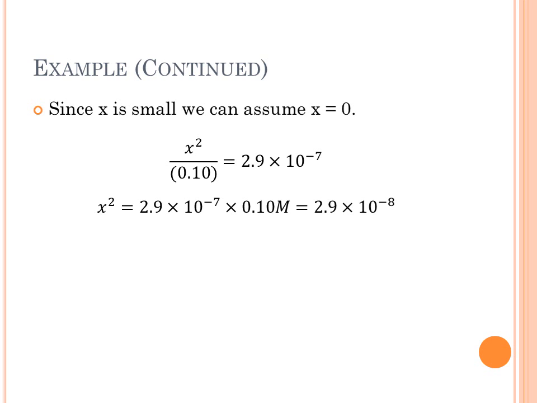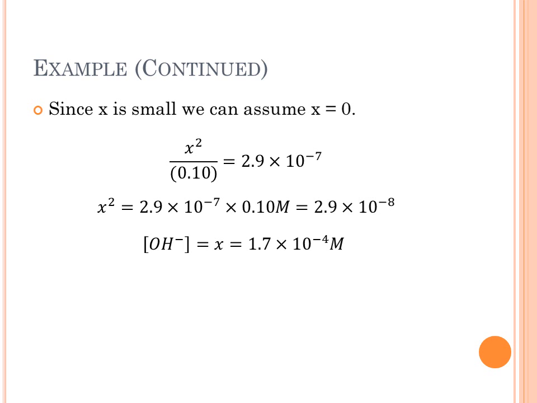X squared is 2.9 times 10 to the negative 7th times 0.1, which is 2.9 times 10 to the negative 8th. Square rooting, we find the hydroxide ion, which is what we're interested in, is equal to X, which is equal to 1.7 times 10 to the negative 4th. Certainly the other ion would be as well. And we're assuming that the hypochlorite ion is remaining basically unchanged at 0.1.